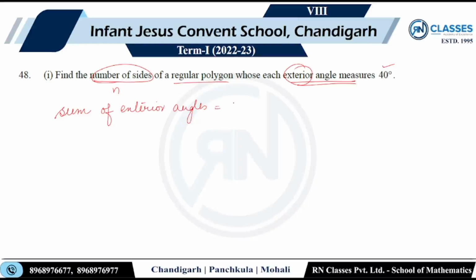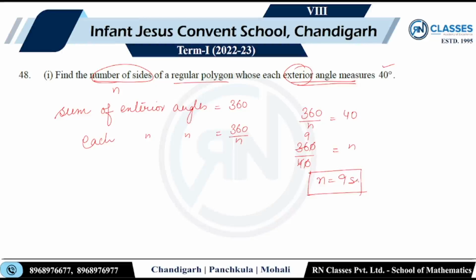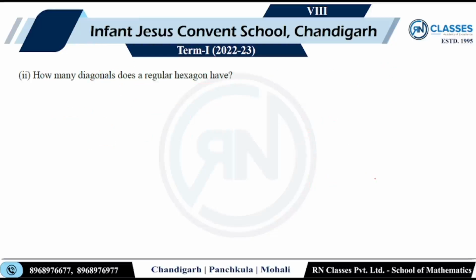Sum of exterior angles कितना होगा? 360. Each exterior angle is 360 by n. Now 360 by n is equal to 40. So n would be equal to 360 by 40, which means this is 9 sides. That's it. Such a simple, straightforward question.